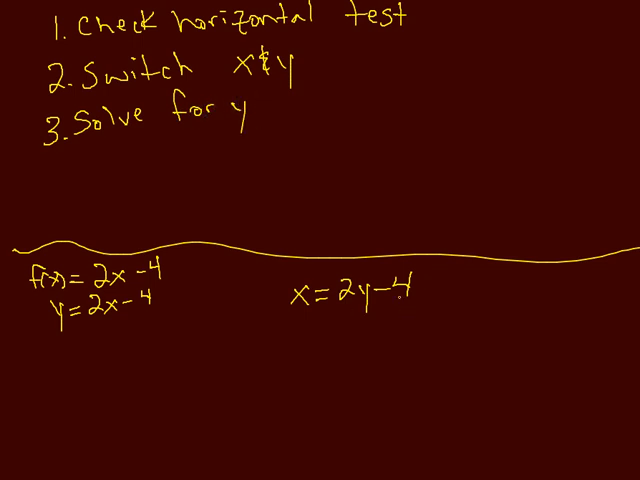So let's look at this equation, and if we want to solve for y, we need to add 4 to both sides to get x plus 4 equals 2y, and then we want to divide both sides by 2, so we get 1/2 x plus 2 equals y.